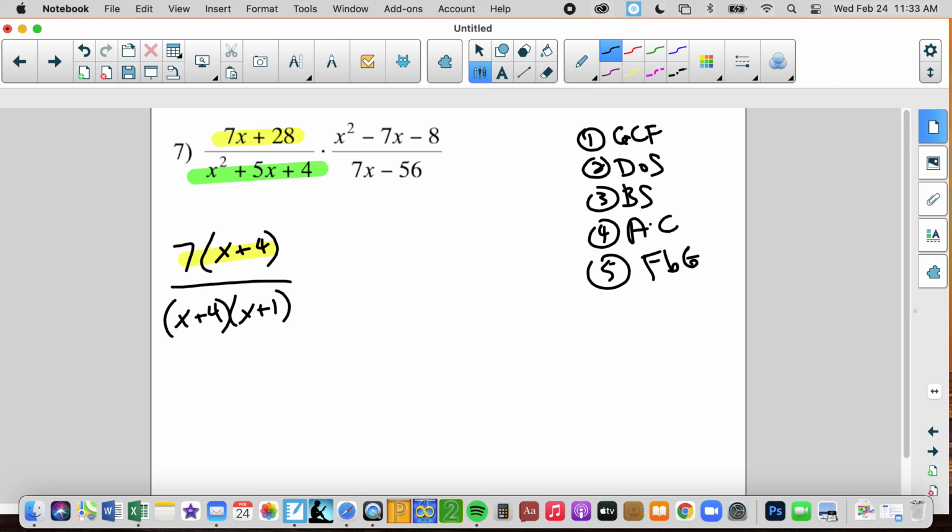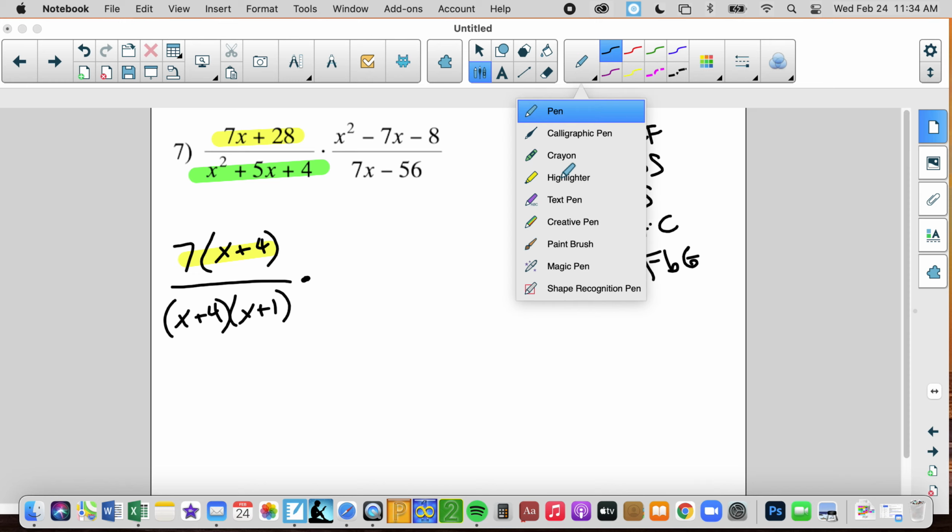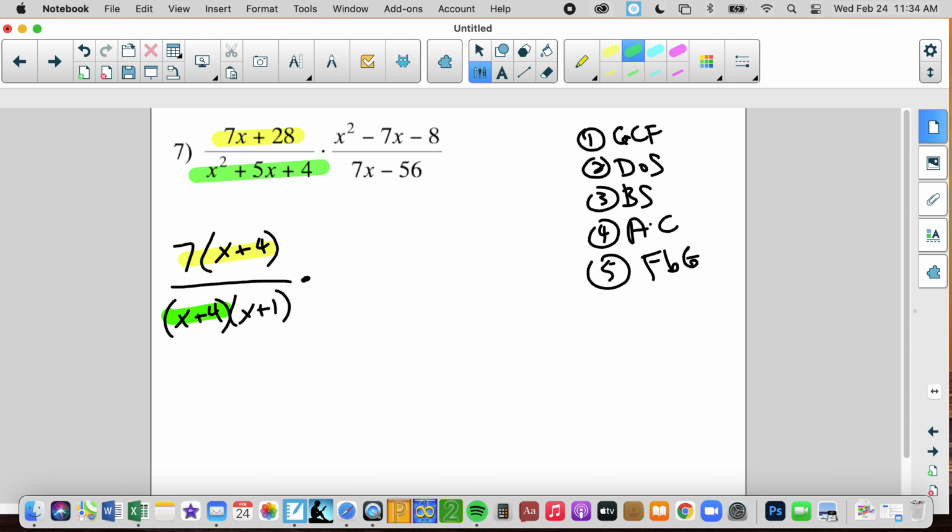How many people were able to do that? Were you able to look at the green one and do it in your head? Factors of 4 that, when added, equal 5. Signs are the same, both are positive. And that's really what I do quickly. So that was the bottom left factored. Let's factor the top right.